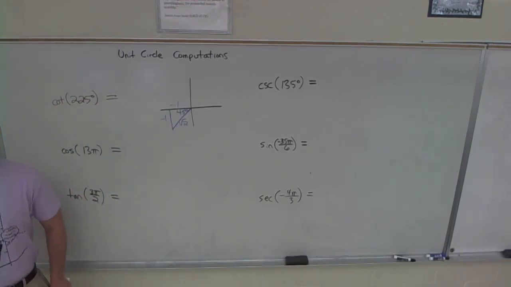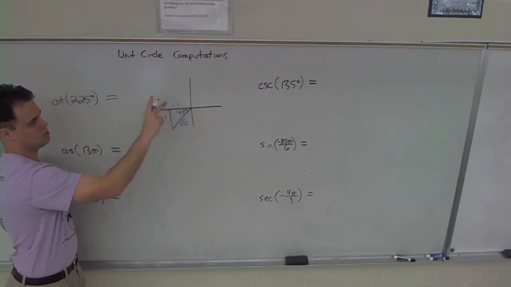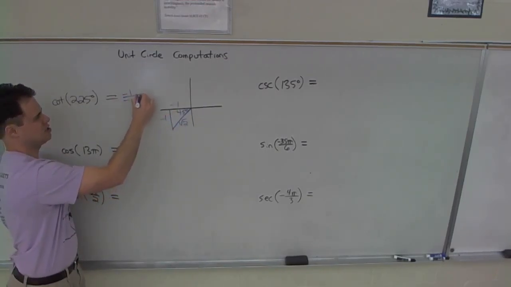It says cotangent. Tangent would be opposite over adjacent, so flip that. Yeah, I think you get the same thing on this one. There you go, done.